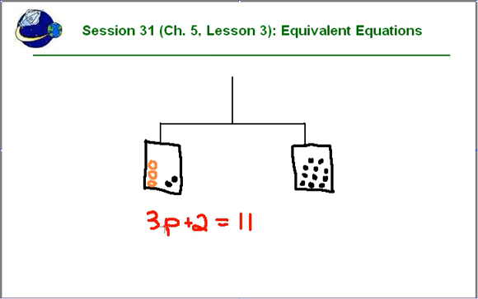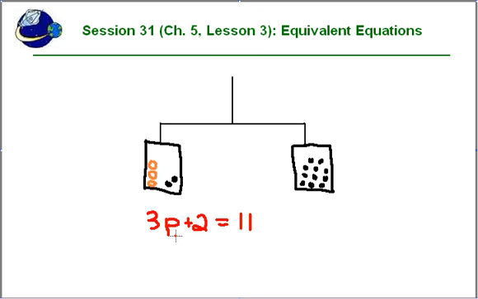Well, a couple of different operations are going on with p. The first thing that you see is that p is being multiplied by 3. Now on the same side of the equation where the p is, which is the left-hand side, we also see that 2 is being added to it. What we want to do is undo these operations on the same side of the equation as my p, because ultimately what I want is to get the variable p all by itself on the left-hand side of the equation.